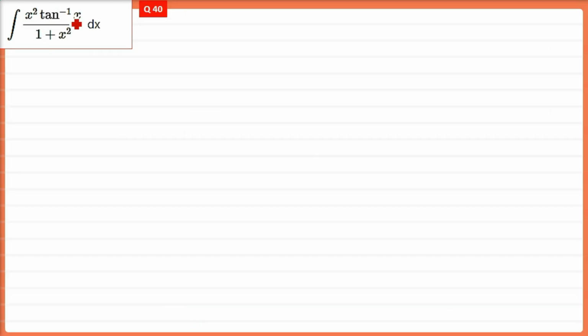Now in this question, tan inverse x differentiation will give you 1 by 1 plus x square.